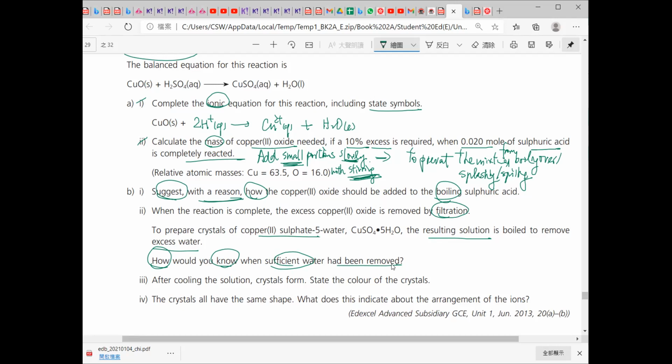你點知道啲水已經煲到去 excess water？你想整 crystal，要 saturated。咁你點知你個 solution saturated？用嗰個 glass rod 咯。Dip a glass rod into the solution, then take it out and observe. Yes. If any solids form quickly on the surface of the glass rod, the solution is saturated. Yes, very good. Okay, so remember you are going to dip a glass rod into the solution and take it out and observe.